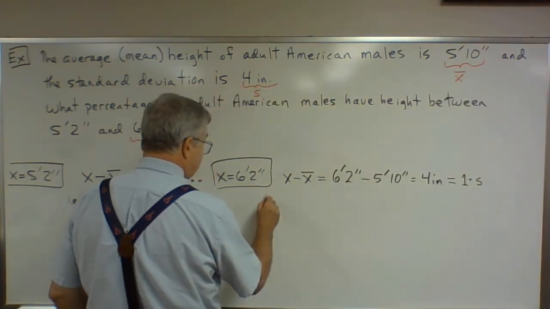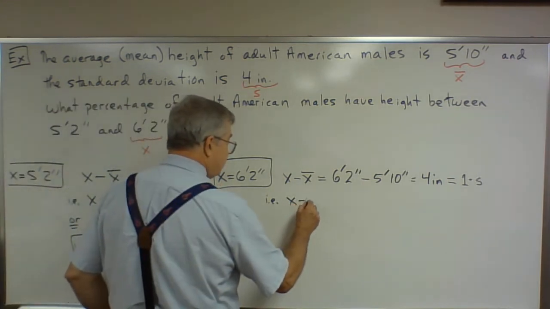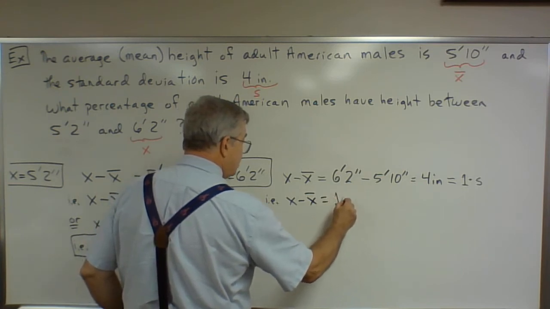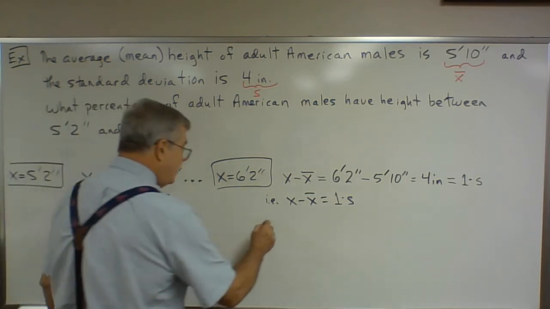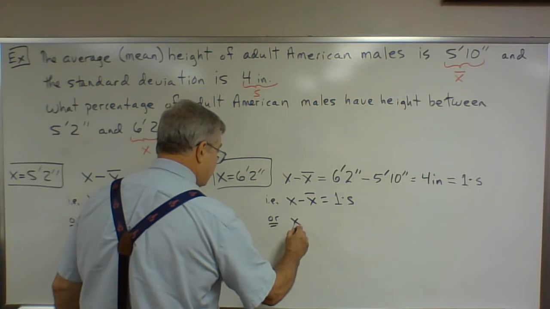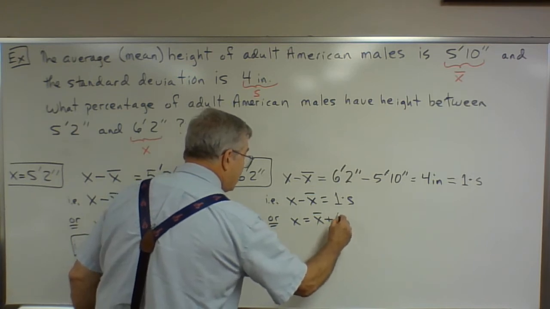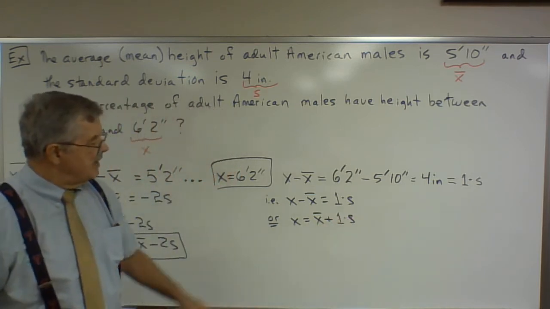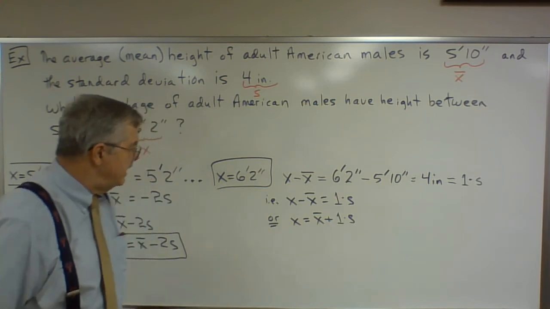What we established here is that with this new x value, 6'2", x minus x bar is equal to 1 standard deviation. And then, just like we did in the case with the lower limit of our range, we rewrote x in terms of the mean and standard deviation. So we added the mean to both sides, and we found out that our new value of x, 6'2", is equal to the mean plus 1 standard deviation.